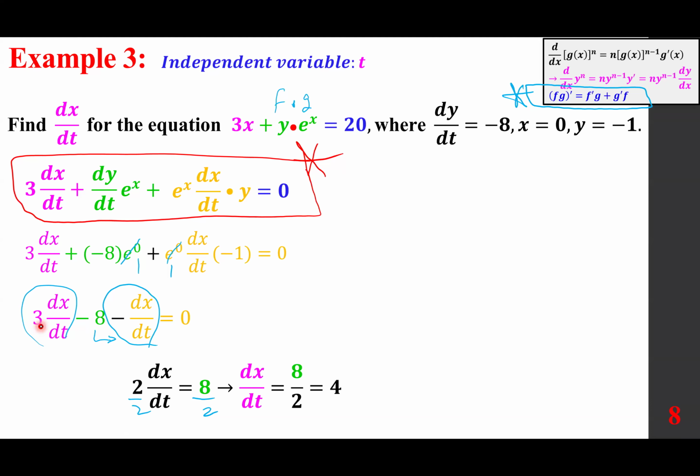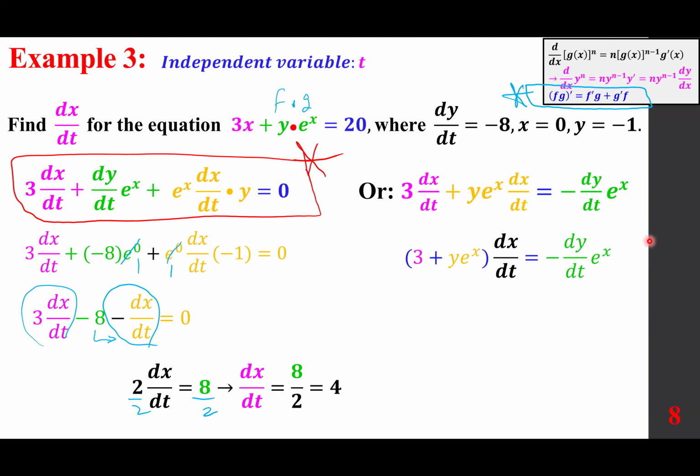If we were to solve for dx/dt, then we would move this to the right and make it negative. These two have a dx/dt in common, so we get (3 plus y e to the power of x) times dx/dt on the left side. The right side doesn't change. And you divide the right side by the parentheses, and you're done. If you plug in those numbers, you get exactly the same answer as we did here, everybody.